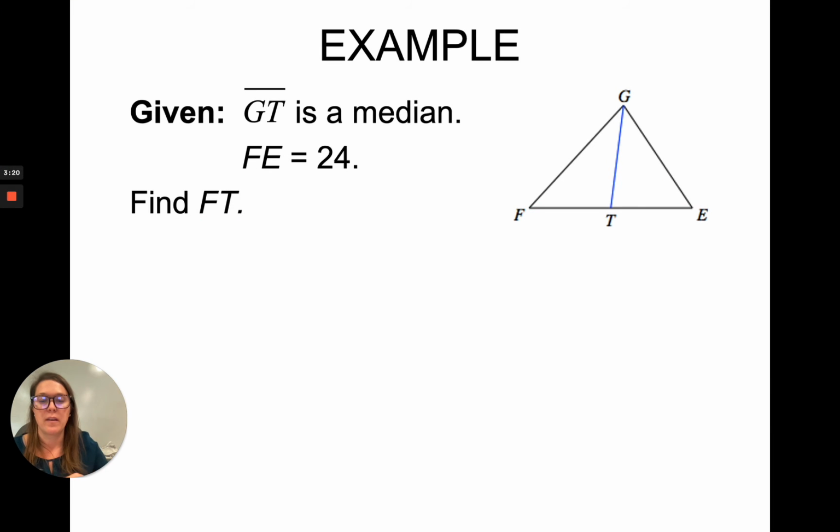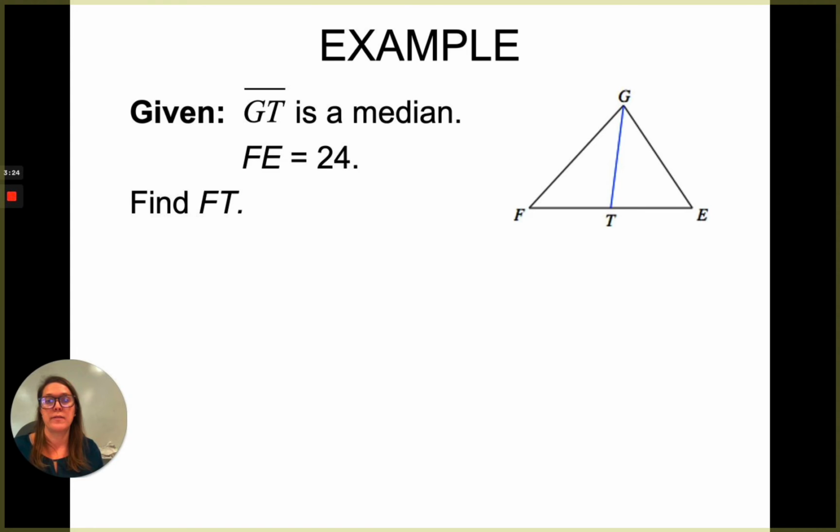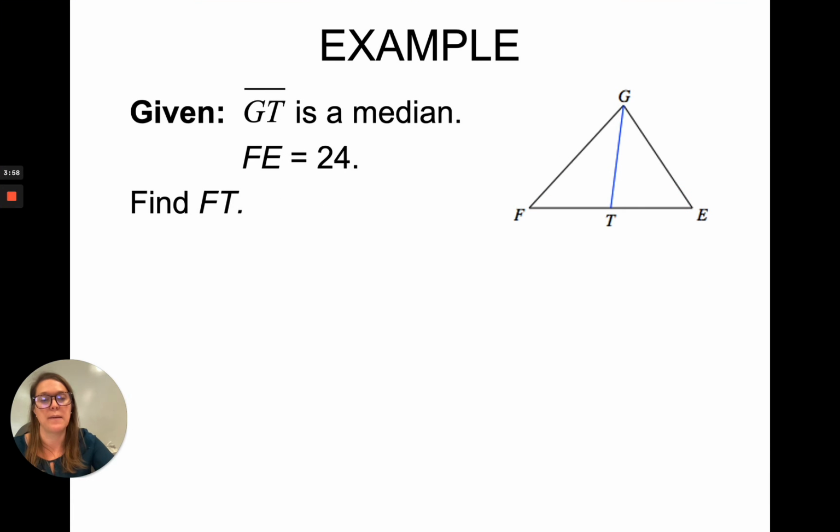Okay. Here we have, again, GT is a median. So the only thing I really care about knowing is that T is going to be a midpoint, which makes the right and the left equal to each other. Now it's telling me that the whole entire length, so from F to E, is 24, and I'm asked to find F to T, which is this red part right here. Well, if the whole thing is 24, then FT would be half of that, so 12. Okay, don't make it any more complicated than that.